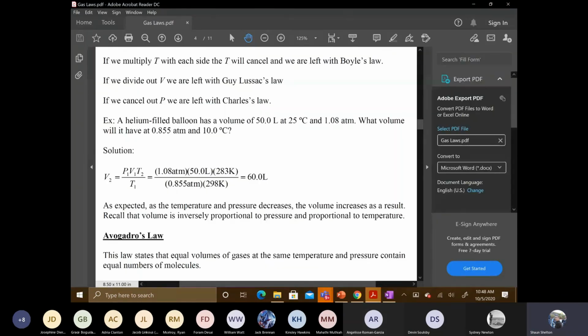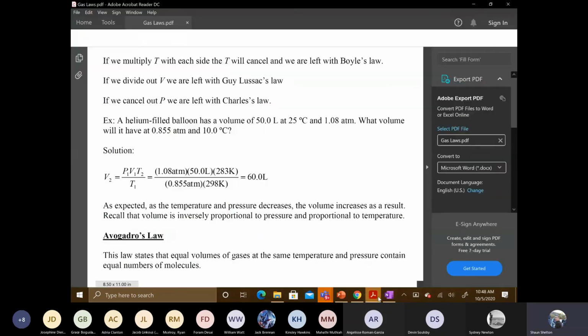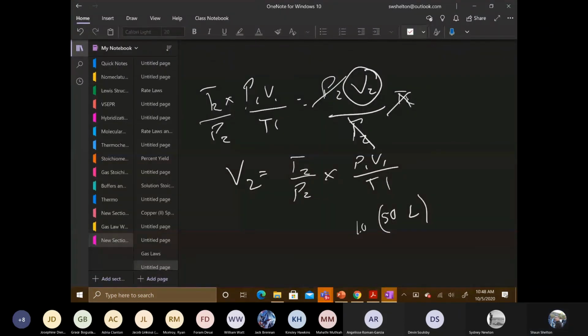So let's look at the first set: 50, 25, and 1.08. 50 was the volume, so V1 was 50 liters. P1 was 1.08 atmospheres. And then dividing by the temperature, which was 25 degrees Celsius, so that's 298 Kelvin. That makes sure you convert that.